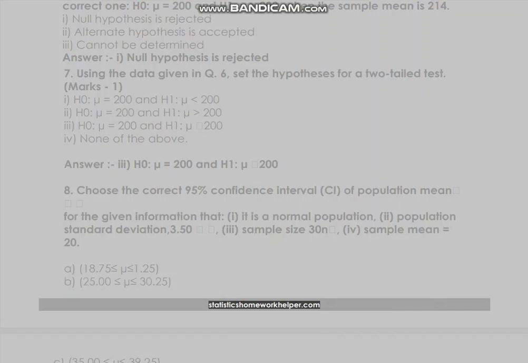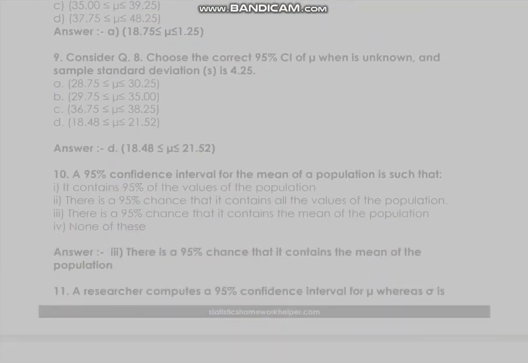C. 35.00 less than or equal to μ less than or equal to 39.25. D. 37.75 less than or equal to μ less than or equal to 48.25. Answer: A. 18.75 less than or equal to μ less than or equal to 21.25.